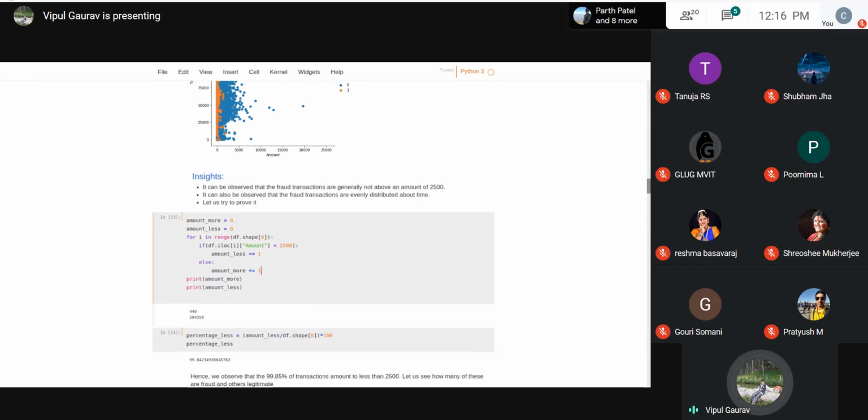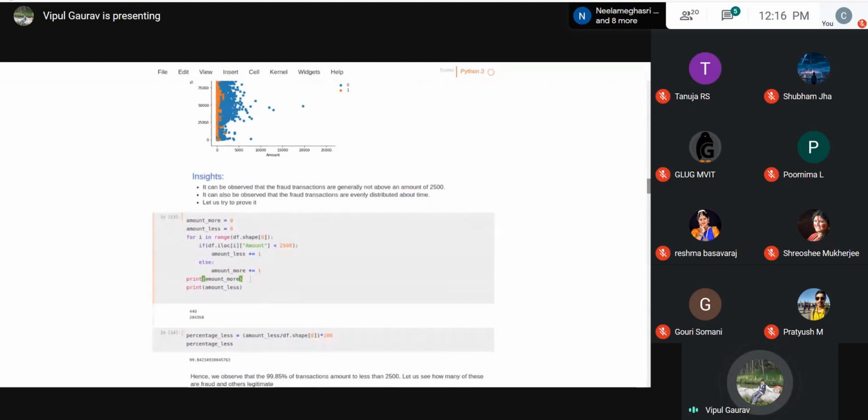So in this scenario, I just need to confirm how many amounts are fraud below 2,500 and how many amounts are fraud above 2,500. So I just traverse the entire data frame through this for loop. And if the data frame has an amount less than 2,500, I'll increase the count of my amount less by 1, else I'll increase the count of more. I think this is pretty much clear even to non-coders. I have made it very simple.